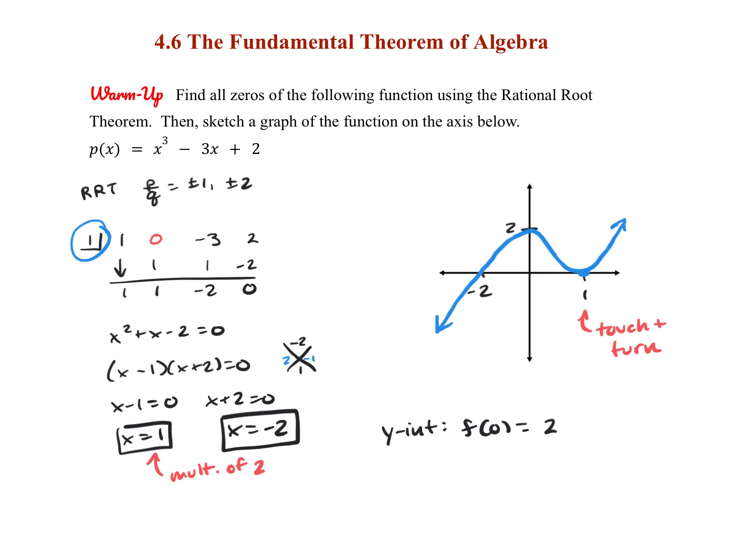Here's how you can find the y-intercept: replace x with 0. And remember, when you have a multiplicity of 2, you have a touch and turn. So the right side goes up because my leading coefficient is positive. The left side goes down because odd degrees have opposite end behavior. So we touch and turn, and we go through our intercepts.